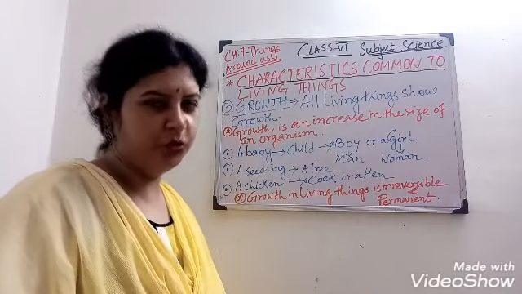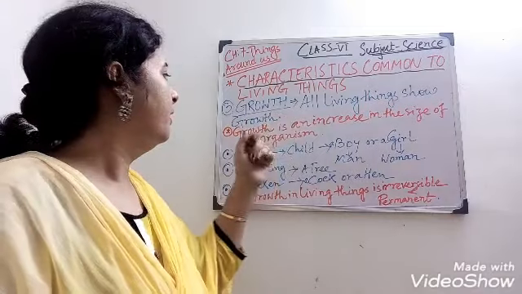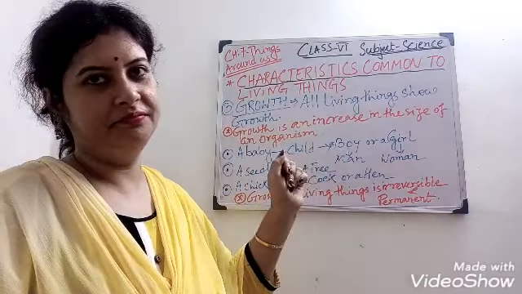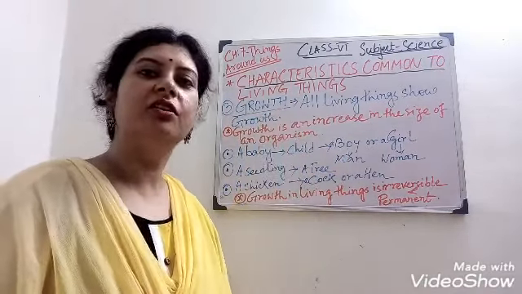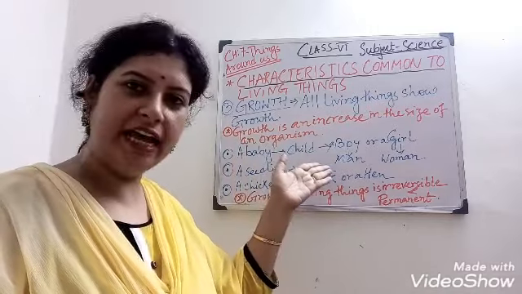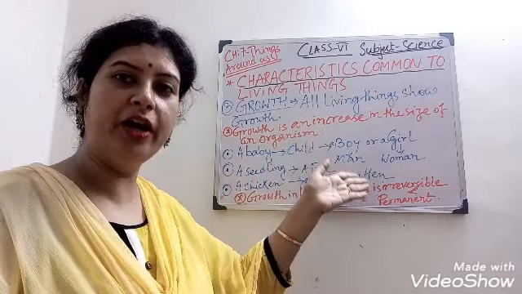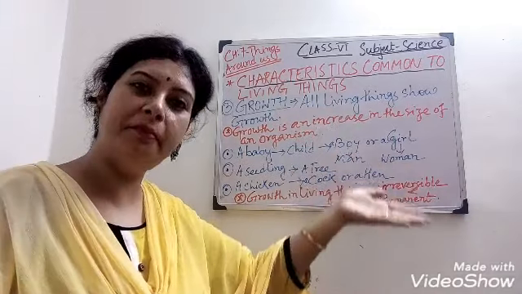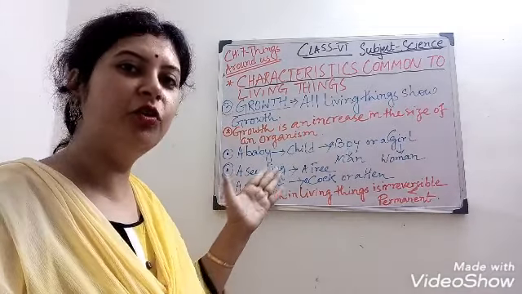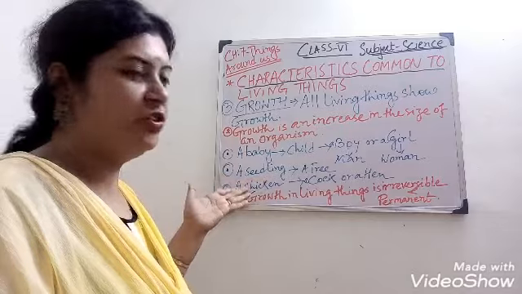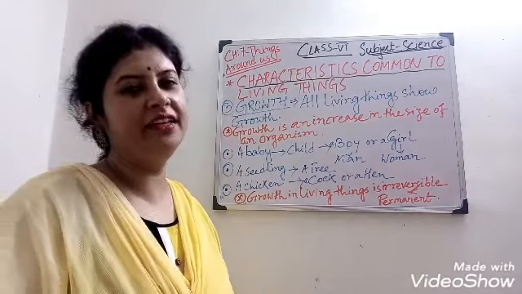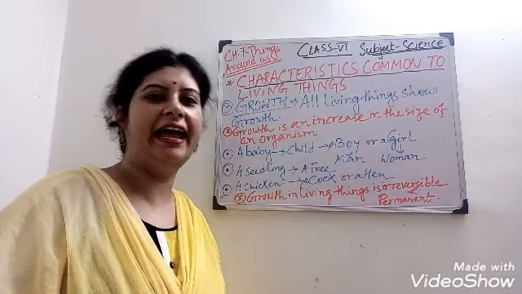Characteristic number 3, growth. Growth is an increase in the size of an organism. It means all living things show growth. Like a baby grows into a child, and then grows into a boy or girl, then grows into a man or woman. A seed or a seedling grows into a big tree. A chicken grows into a cock or a hen. It means growth in living things is irreversible and permanent.